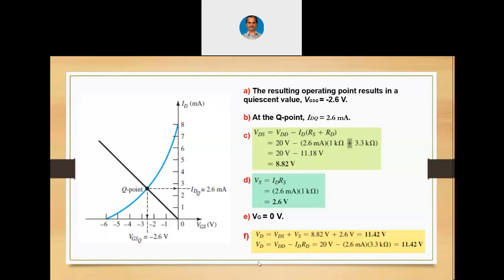So in the same way, both VD expressions are one and the same. One is looking from the bottom side, one is looking from the top side. We get the value as 11.42 volts. So this was an exercise using the self bias.